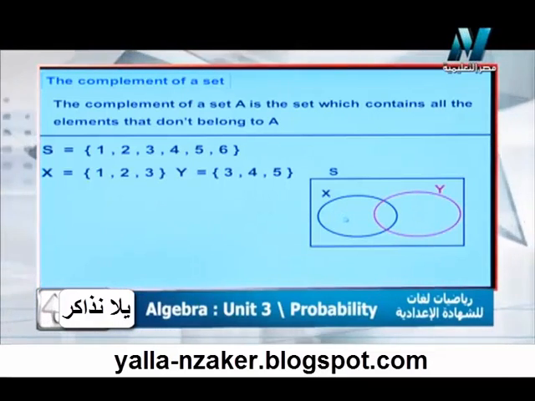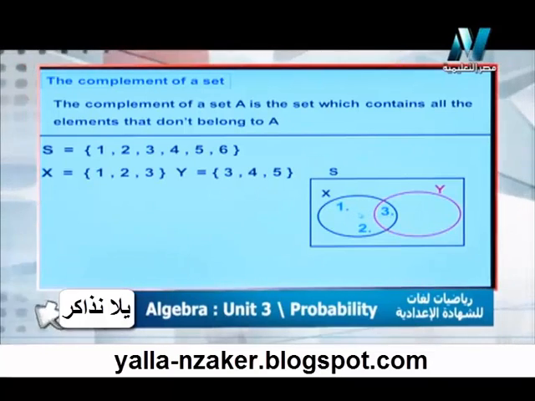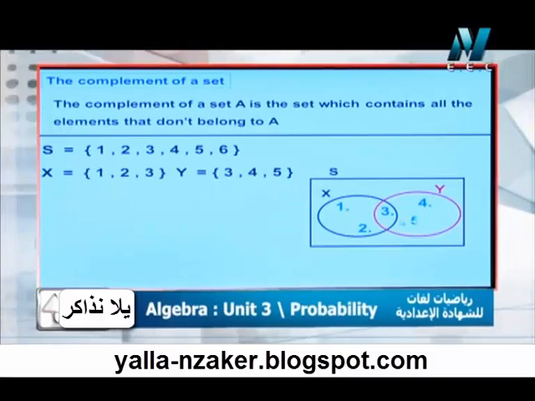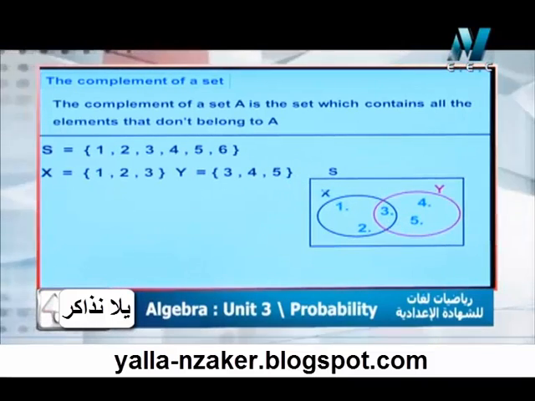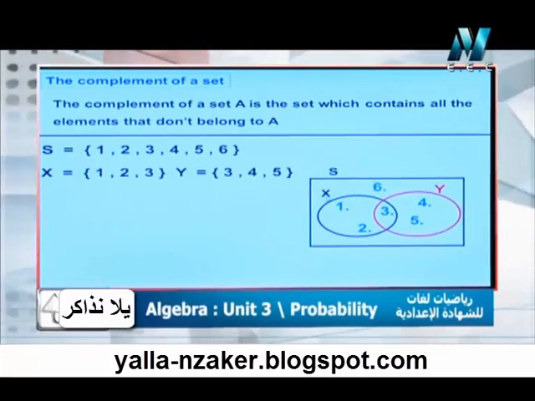هكتب كل ال elements اللي موجودة عندي. This is 3 هنا في الانترسكشن. 1 و 2 موجودين في الإكس، لسه ال y فيها 4 and 5. خلصنا؟ آسف احنا لسه ما خلصناش، لسه ال S فيها element كمان اللي هو 6.